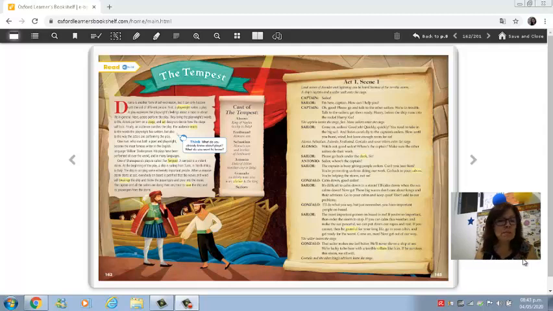Open your book to page 162, and we're going to do a listening activity. Listen and read along. Remember we talked about this story, The Tempest, before reading this, okay? So, get ready. Here we go.